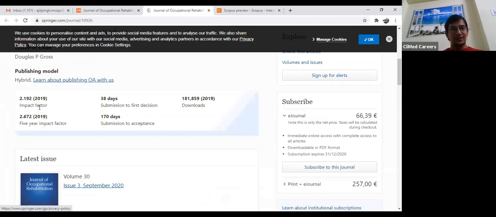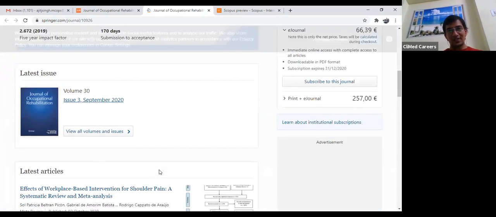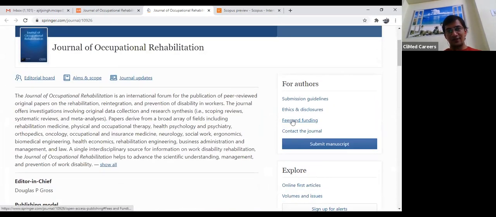Impact factor 2.19, 38 days it takes to the first decision, and it takes 170 days from submission to acceptance. Submission to acceptance 170 days, around 6 months. Okay, and what are the charges? Let's check out the charges, fees and funding. You can see here.